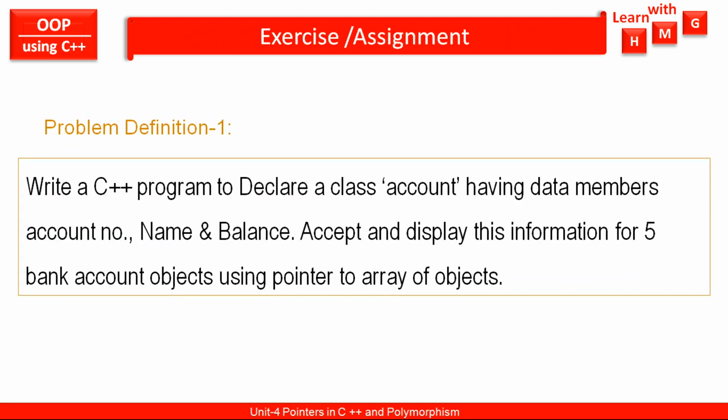If you understood this, then you can solve this exercise or the assignment. The first assignment is like this: write a C++ program to declare a class account having data members account number, name and balance. So you have to define a class account, and there will be 3 data members, account number, name and balance. Then accept and display this information for 5 bank account objects using pointer to array of objects. Now the same concept here you have to implement for bank accounts. Instead of items, now you have to go for accounts. The same logic you have to use whatever I have explained in the sample program.